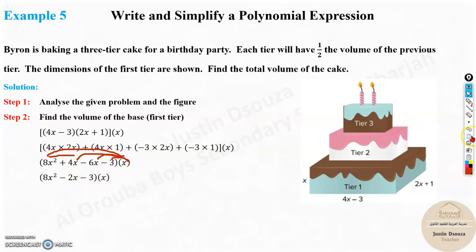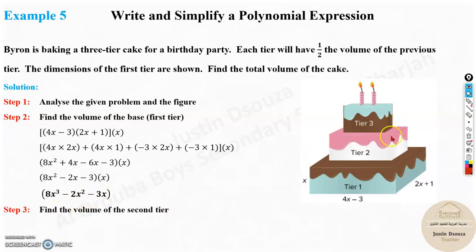Okay, sorry, you can simplify this first and then multiply. Over here it'll be minus 2x, since 4 minus 6 is minus 2. Now multiply this x inside. You will get 8x cubed minus 2x squared minus 3x. That's the answer. Now that's about the first tier.